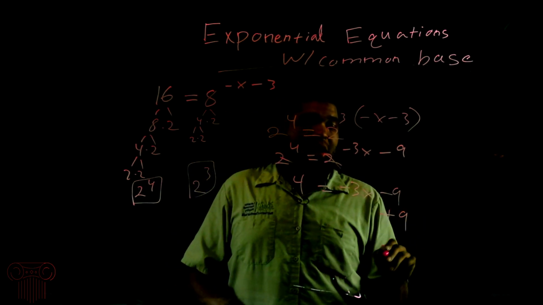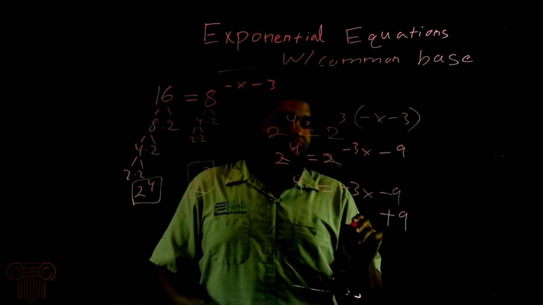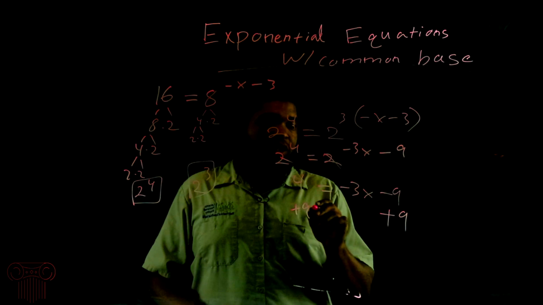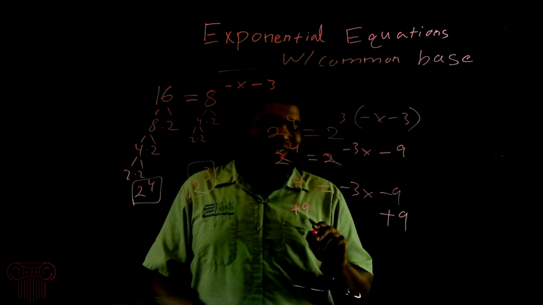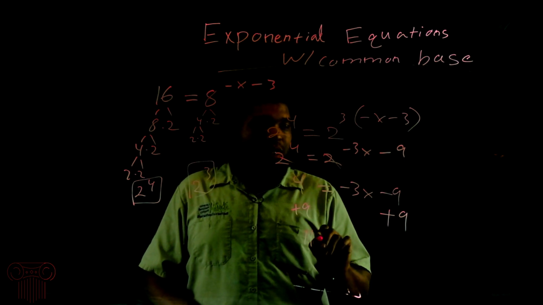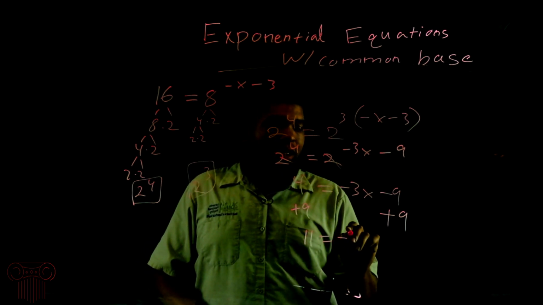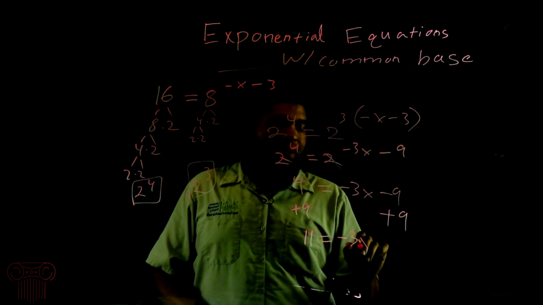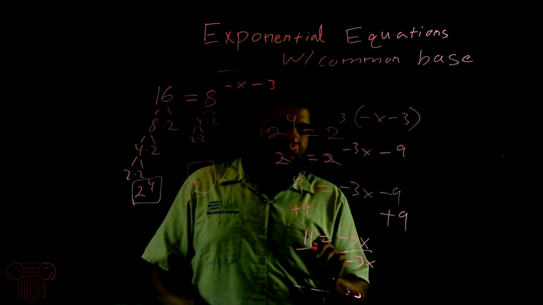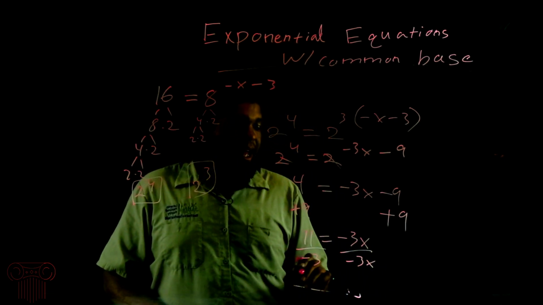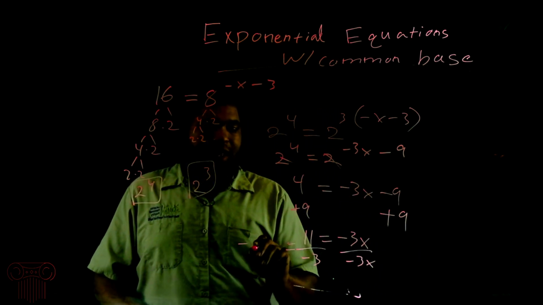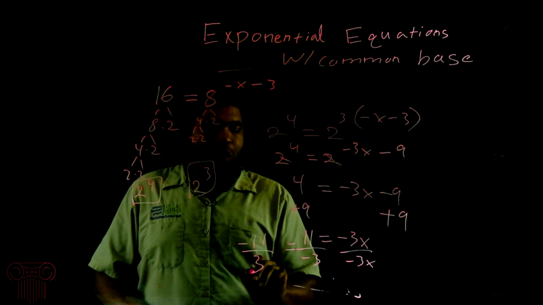Now we just solve the equation. We take our constant and do the inverse operation. So now we have 4 plus 9, which gives us 13... so 11 equals negative 3x. We don't want to know what negative 3x is. We want to know what x is. So we divide, and our answer is negative 11 over 3.